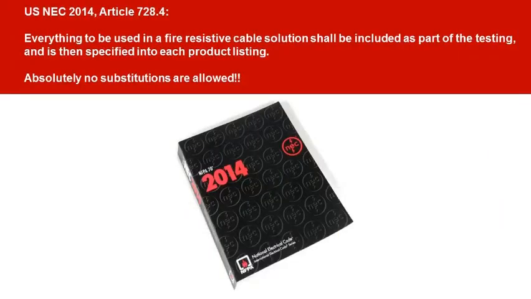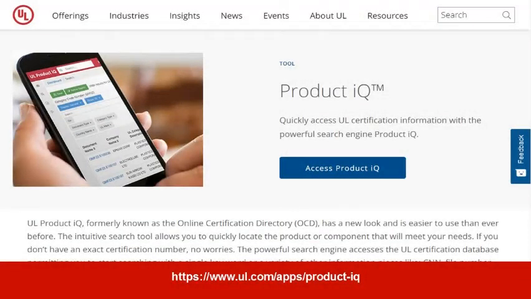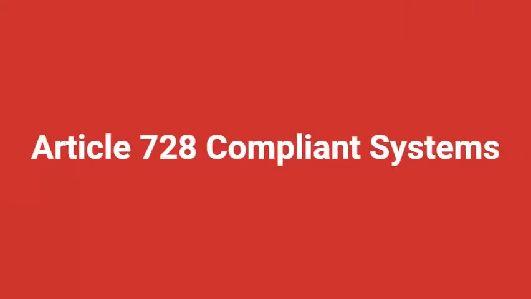The key takeaway from Article 728 is that everything to be used in a fire-resistive cable solution shall be included as part of the testing and is then specified into each product listing. Absolutely no substitutions are allowed. To learn what exactly is required for each system, visit UL's Product IQ website. So what is included in a 728 compliant system?